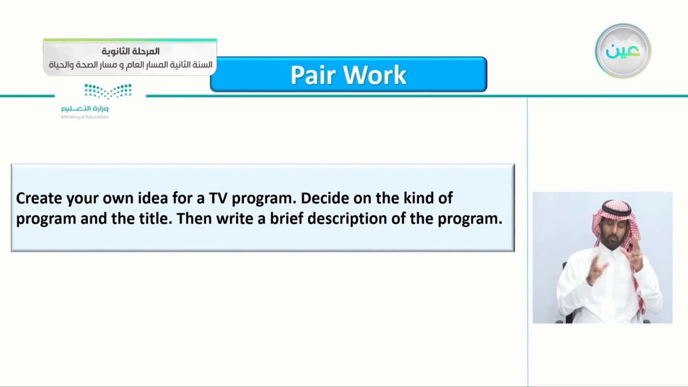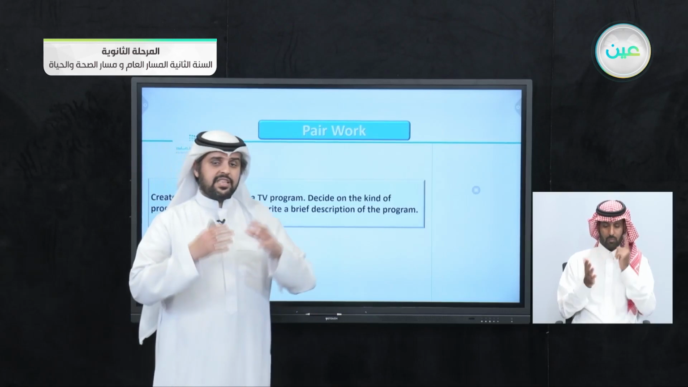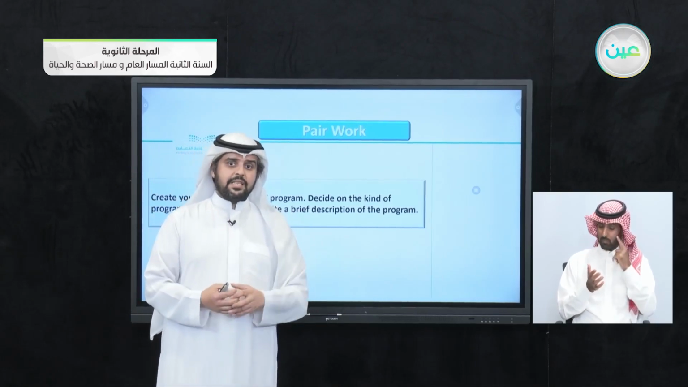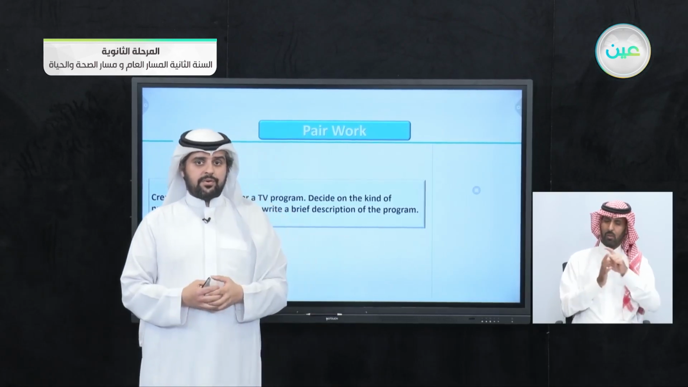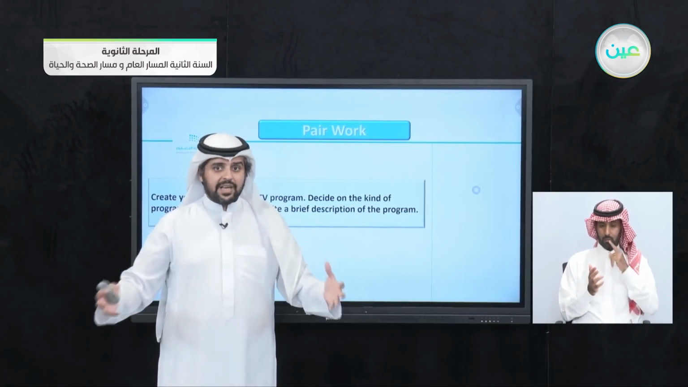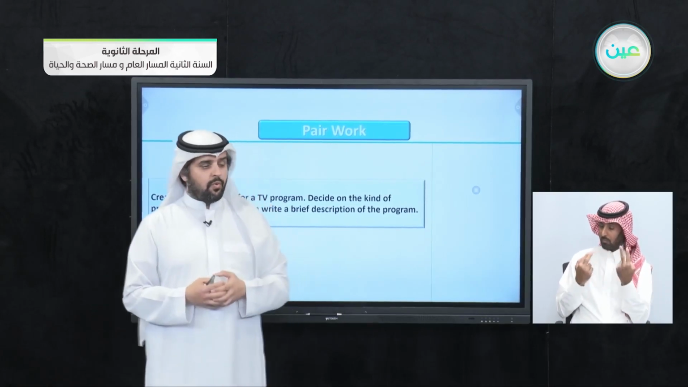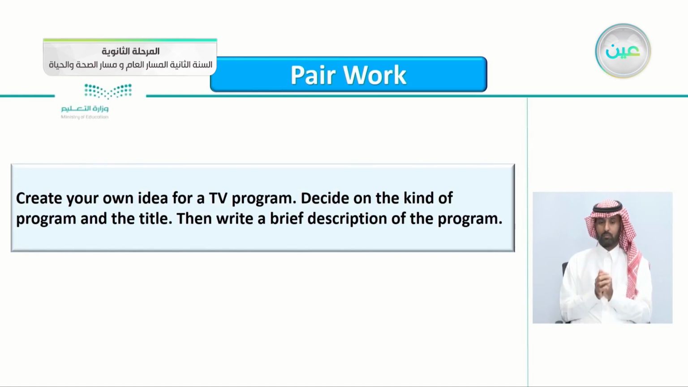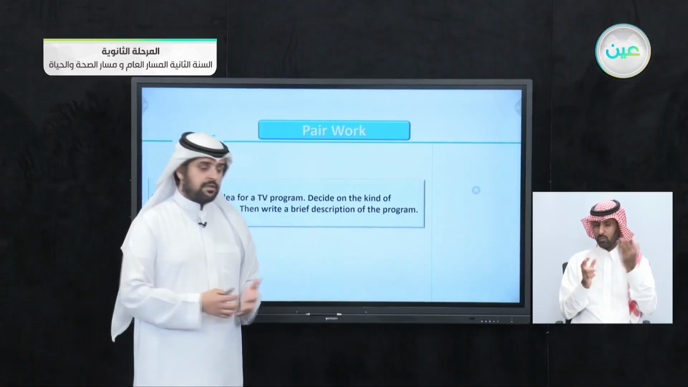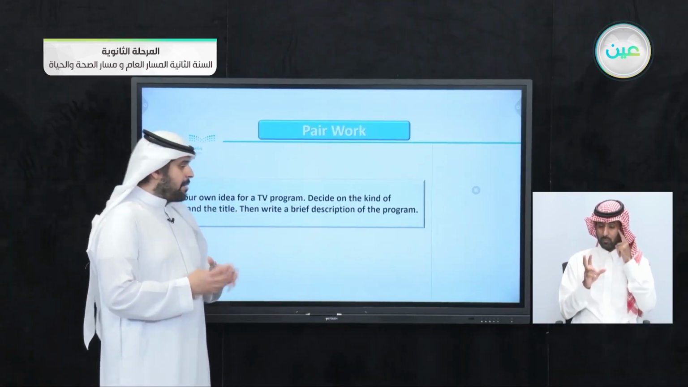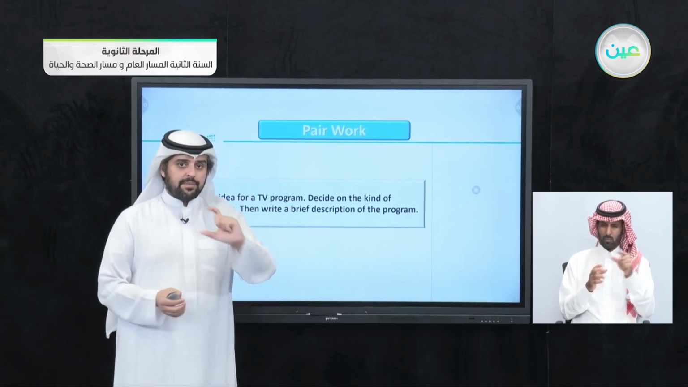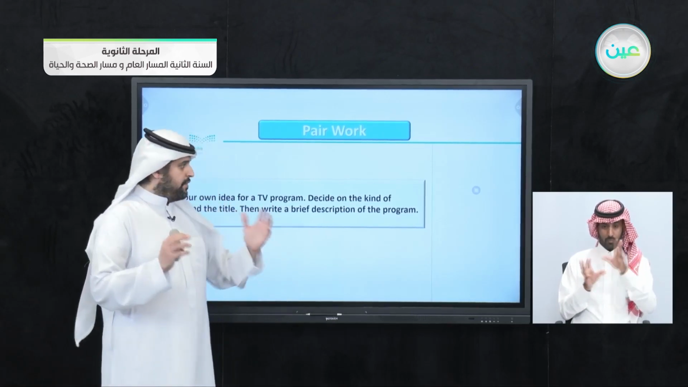Decide on the kind of program and the title. And if you finish deciding what kind of program it is, decide the name of the program. And remember to make the name or the title of the program attract people to watch it. Then write a brief description of the program. So once you write the title or the name of the program, you write a brief, not a long, brief description of the program.